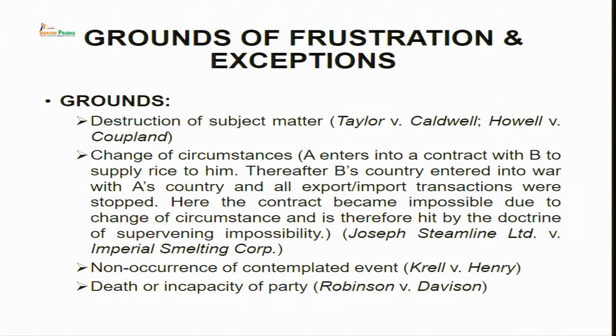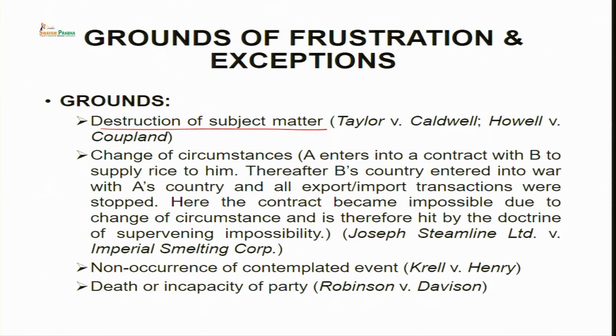Now, coming to the two important aspects to be discussed under the doctrine of frustration, that is the grounds of frustration of contract and certain exceptions to it. Grounds, firstly, destruction of subject matter. I have mentioned two cases here, Taylor versus Caldwell, Howell versus Coupland.